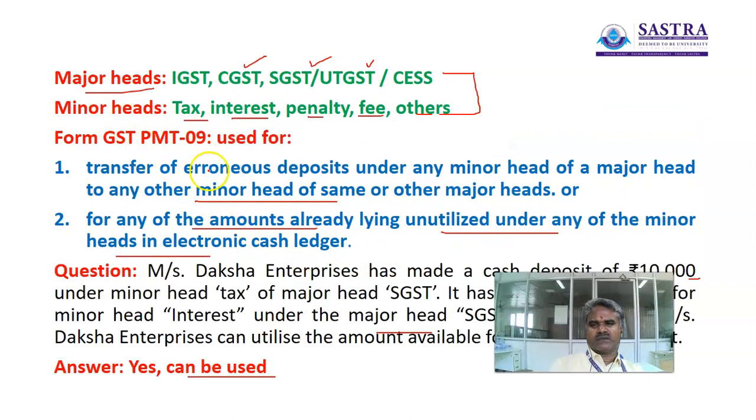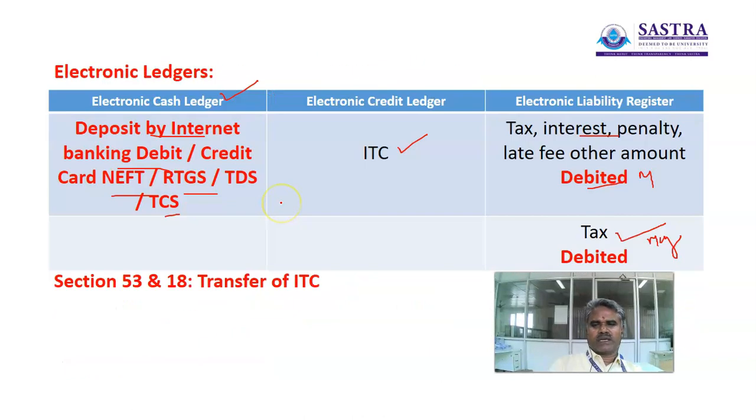So it can be transferred using form GST PMT 09. Transfer of erroneous deposit under any minor head of a major head, or any minor head, is the same. So this is applicable.